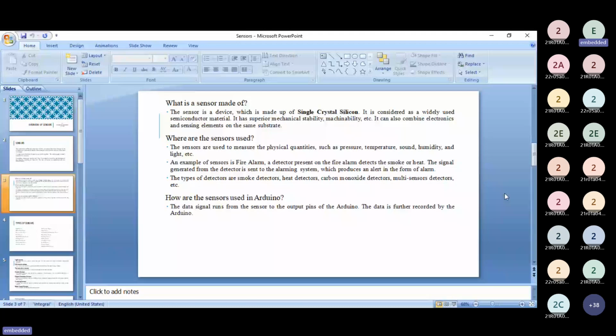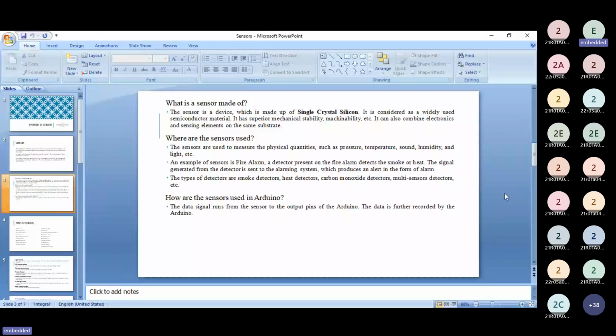An example of sensors is a fire alarm. A detector present on the fire alarm detects smoke or heat. The signal generated from the detector is sent to the alarm system, which produces an alert in the form of an alarm. The types of detectors are smoke detectors, heat detectors, carbon monoxide detectors, multi-sensor detectors, etc. The data signals run from the sensor to the output pins in the Arduino. The data is further recorded by the Arduino.